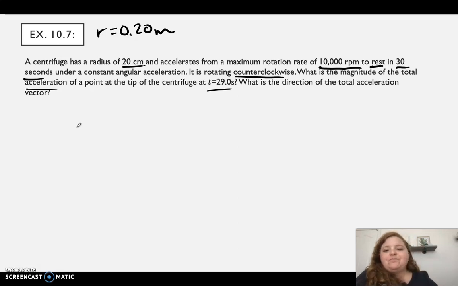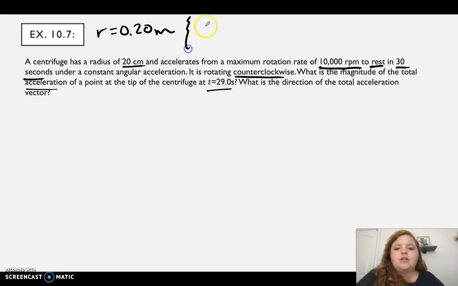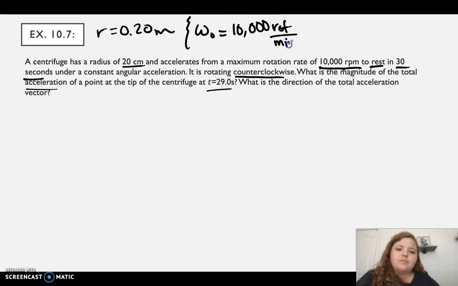Okay, so we have our radius. We have some rotation rate that is our maximum. So I'm going to go ahead and say omega naught, because it accelerated from this rotation rate to rest. Okay, so omega naught is going to be equal to 10,000 RPM, or rotations per minute.